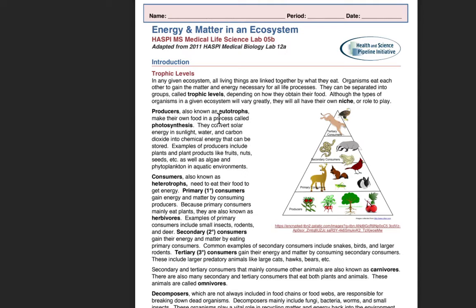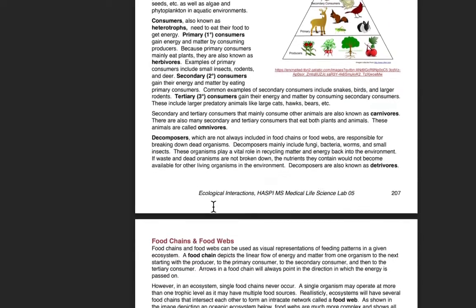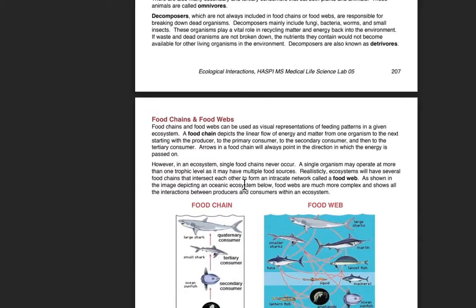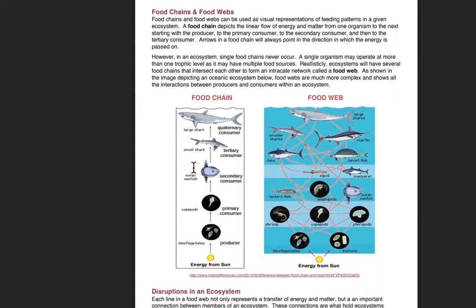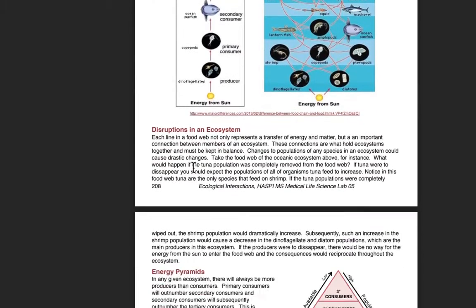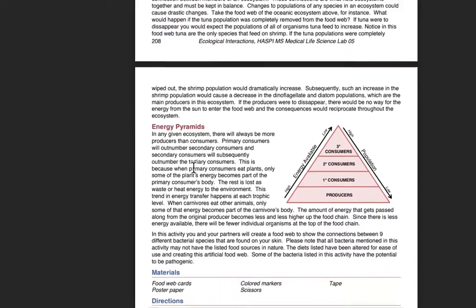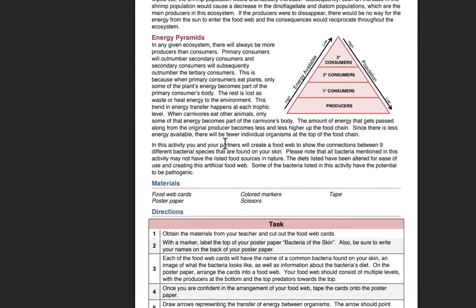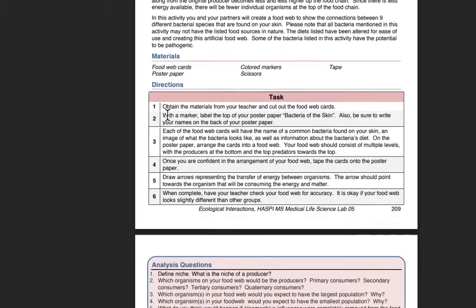Okay, so here it gives you a lot of information that the analysis questions are going to be asking you. So make sure you're looking here if you're not sure, for example, what the difference between a food chain and a food web is, or what decomposers do, disruptions in an ecosystem, and pyramids, what happens as you move up the pyramid. Okay, and then here's the task.